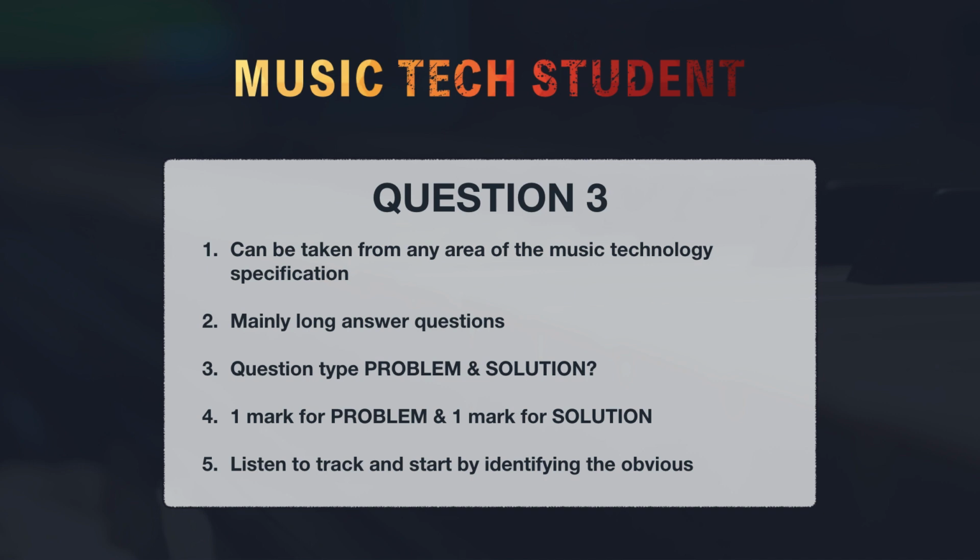The question type for this particular sample exam does seem to be mainly problem and solution. If you give the cause of the problem, you'll get 1 mark, but if you give a reason why, or the solution to that problem, you'll get the other mark. So if it's a 4-mark question, you'll have to give 2 problems and 2 solutions. Just keep that in mind. And once again, it will be a listening exam, so make sure you identify the obvious things first from the track.